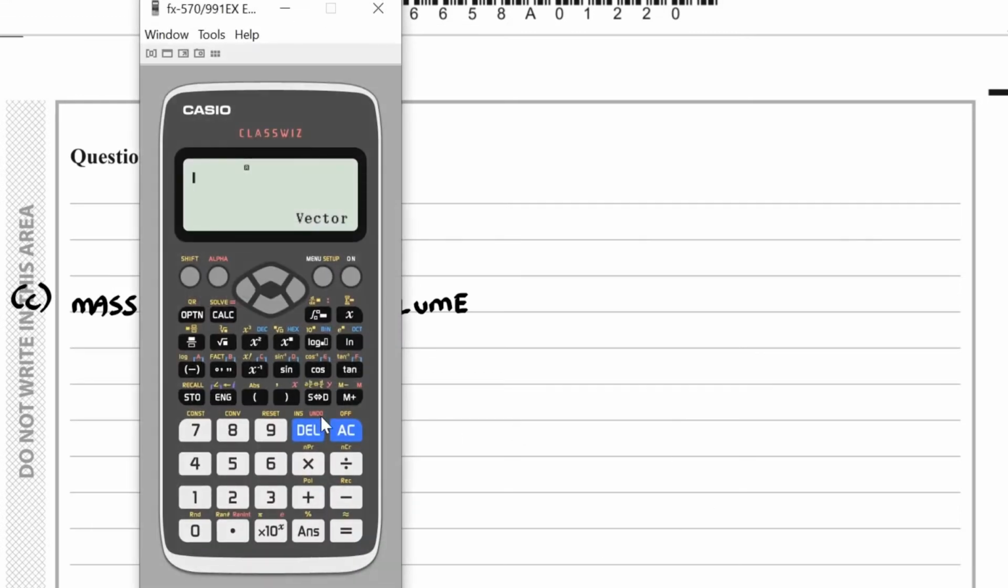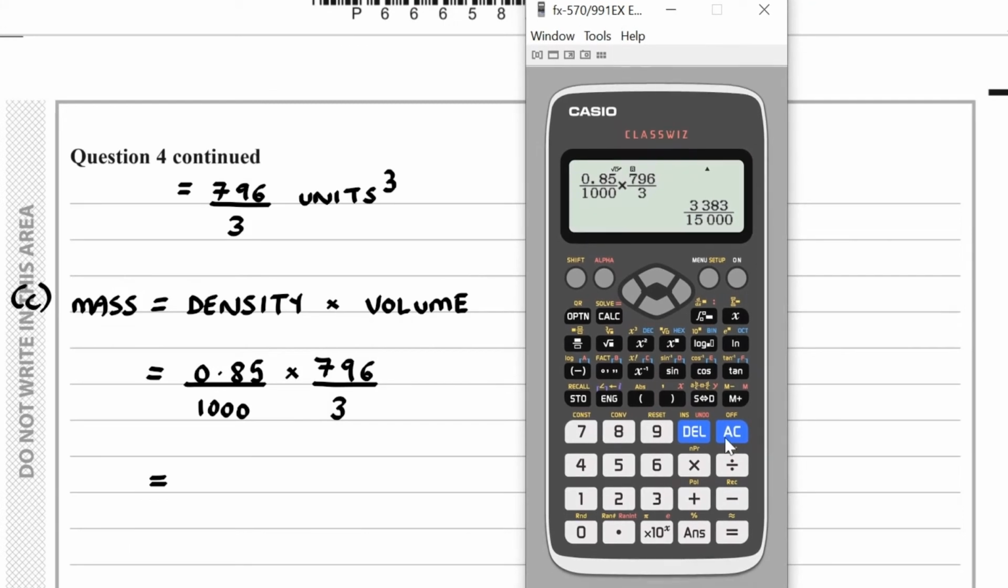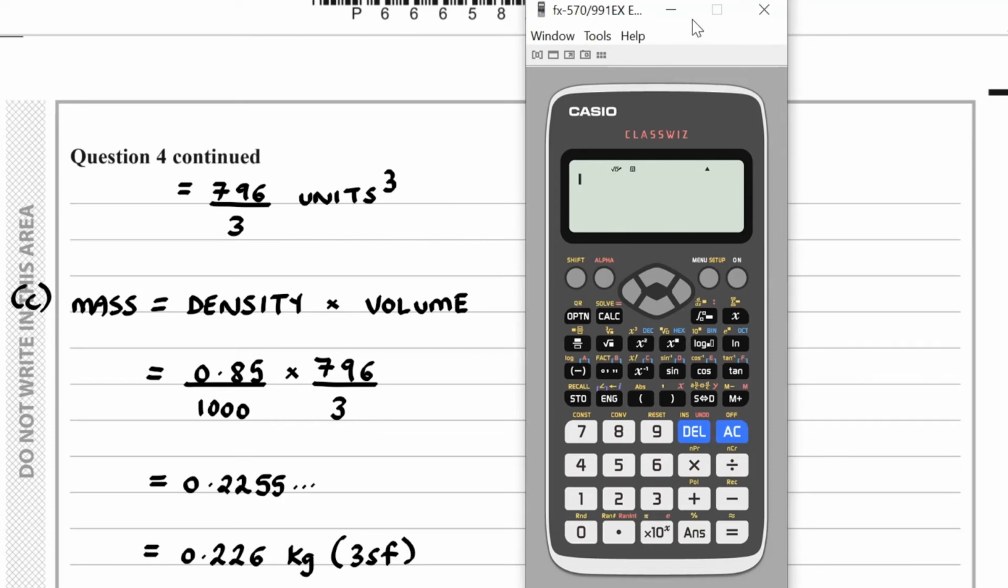And if we work out what this is, we've got 0.85 over 1000 times 796 over 3. So it turns out the mass is equal to 0.2255, etc., which to 3 significant figures, we've got 0.226 kilograms to 3 significant figures.